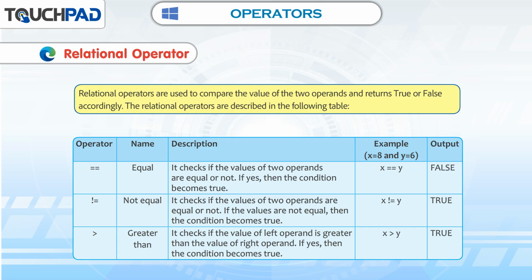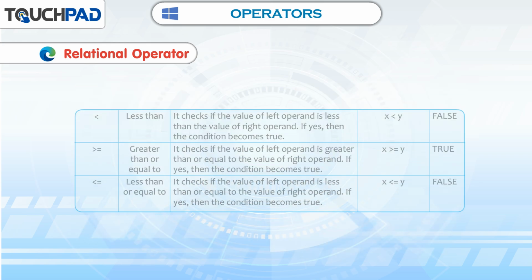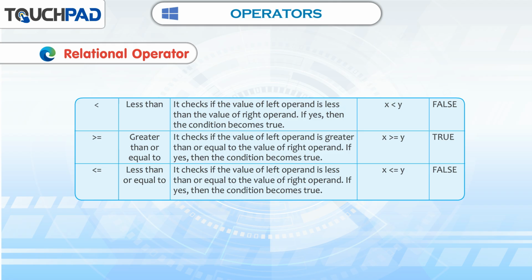Not equal: it checks if the values of two operands are equal or not. If the values are not equal, then the condition becomes true. x != y, True. Greater than: it checks if the value of left operand is greater than the value of right operand. If yes, then the condition becomes true. x > y, True. Less than: it checks if the value of left operand is less than the value of right operand. If yes, then the condition becomes true. x < y, False.